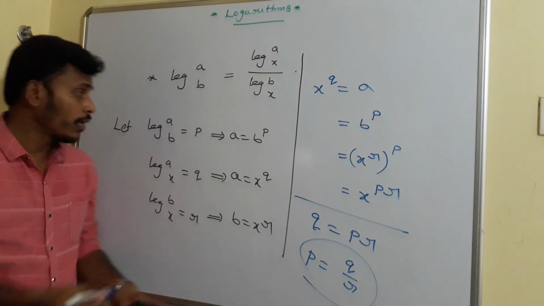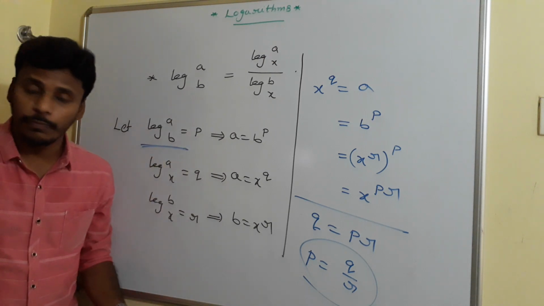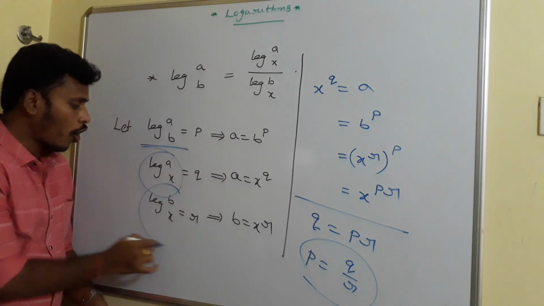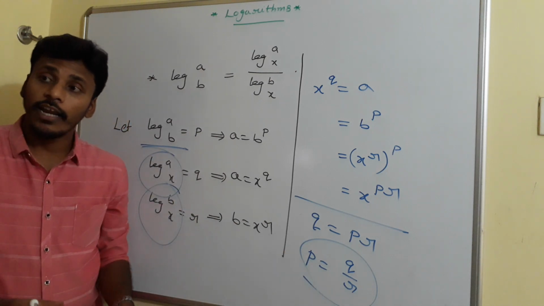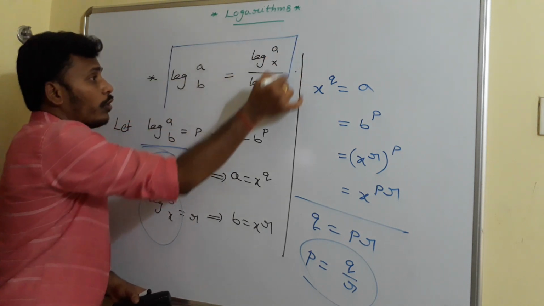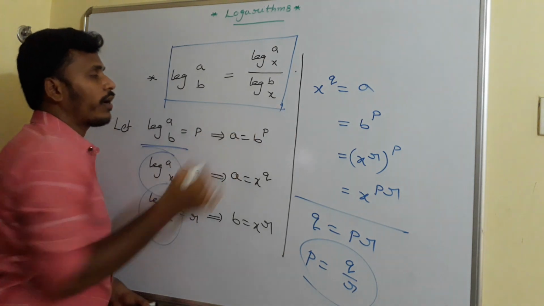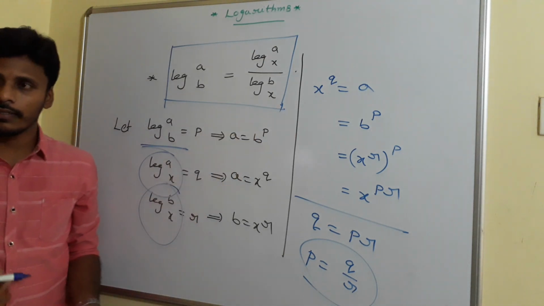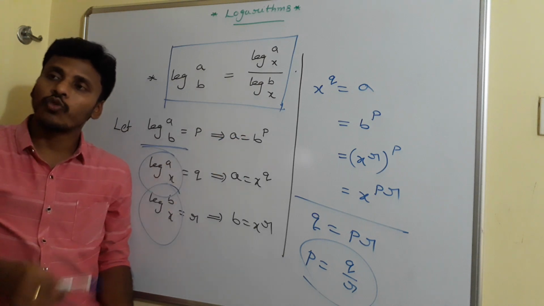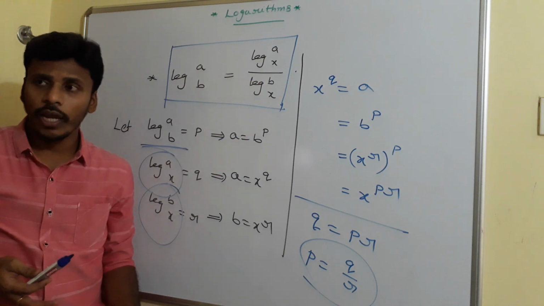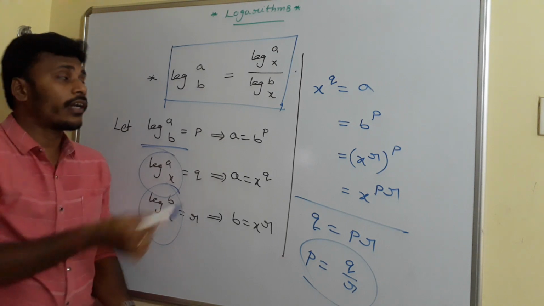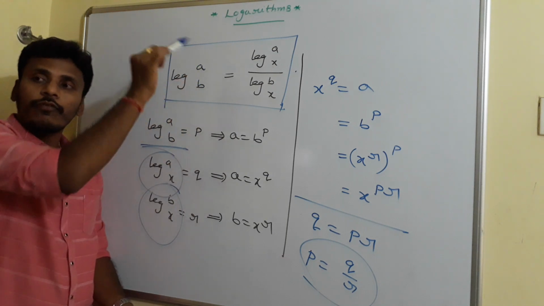What is p? Log a base b. What is q? Log a base x. What is r? Log b base x. Now finally what you have? You have that logarithm of a base b is equal to log a base x divided by log b base x. And in the place of this x, you have a chance to take any number. That x is not important here. You need to concentrate on this a, b and that form.